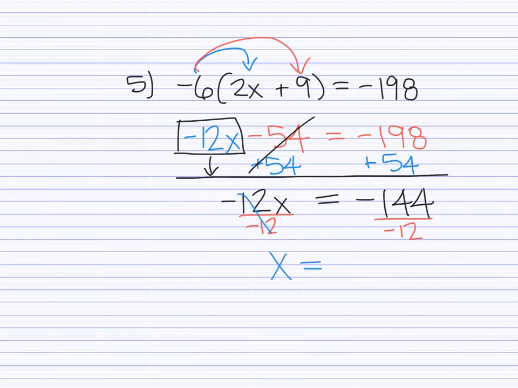So x equals -144 divided by -12, which is going to end up being a positive answer because negative divided by negative is a positive 12. And that is solving for a variable in a nutshell.